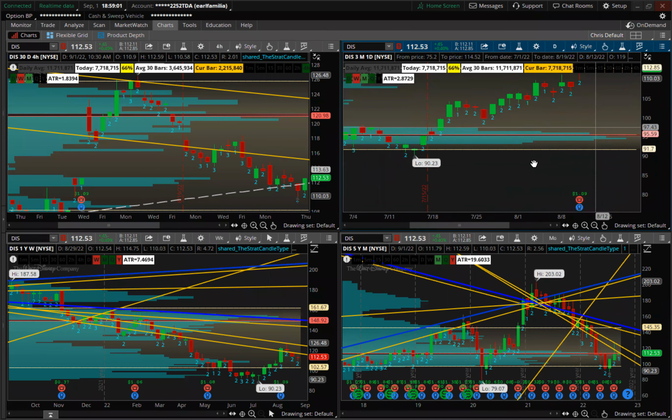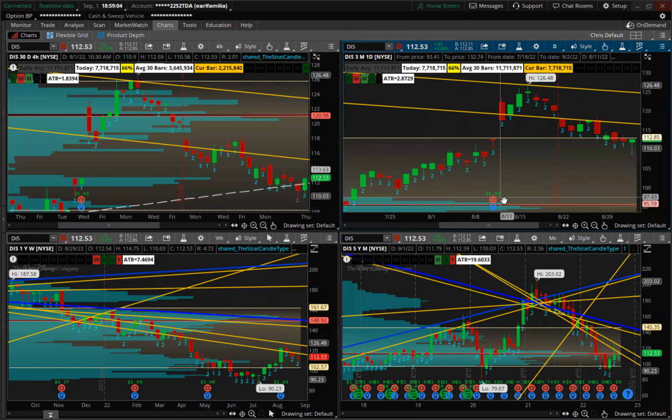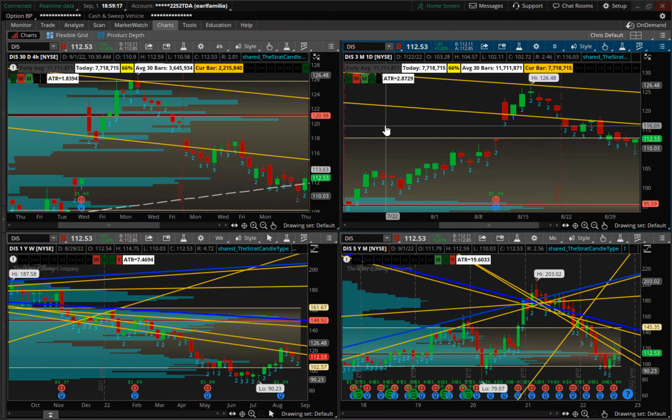But again, it could be very similar to what the majority of these have been doing, which is that they'll pop for a candle or two and then rev back down. So be mindful of that with Disney. Communications has not been strong, so I just want to make that point. Yeah, that's kind of my synopsis on it.